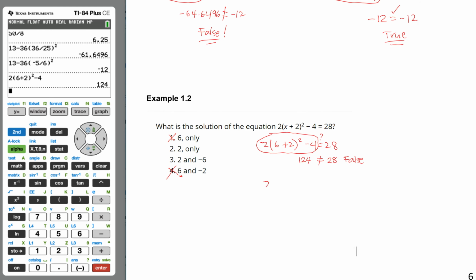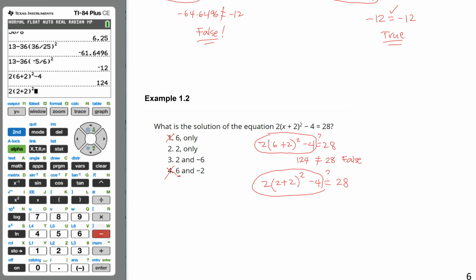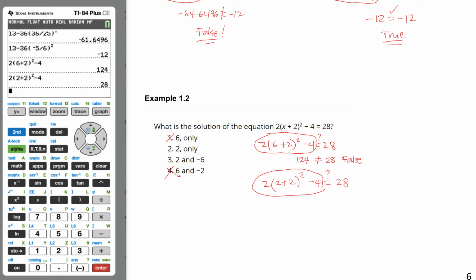So we have here 2 times 2 plus 2 squared minus 4 equals 28. And again, enter everything in the calculator. Don't worry about which number you need to work first. So we have here 2 times 2 plus 2 squared minus 4. Press enter, and this one gives you 28, which is actually making the statement true. So this one is true. That means 2 is a solution.